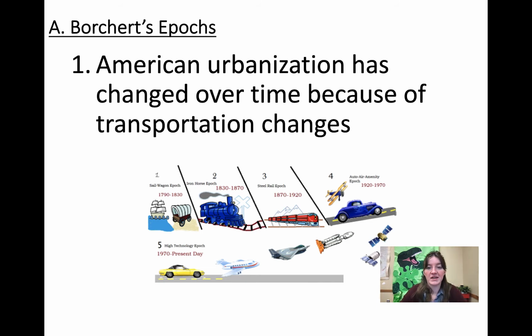The second one is the Iron Horse epoch, and this is 1830 to 1870. Anytime we're talking about the Iron Horse, we're talking about trains. We're talking about steam engines. Big, old-fashioned, running on steam, they move way, way faster than a sailboat or a wagon, still fairly slow by today's measures, but a huge upgrade from sailboats and wagons.